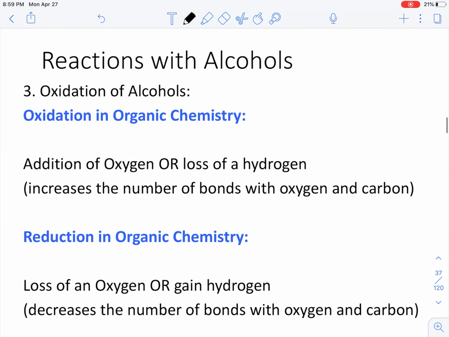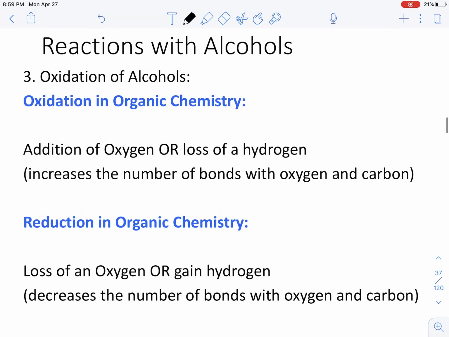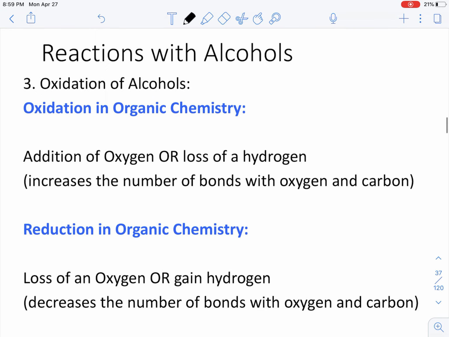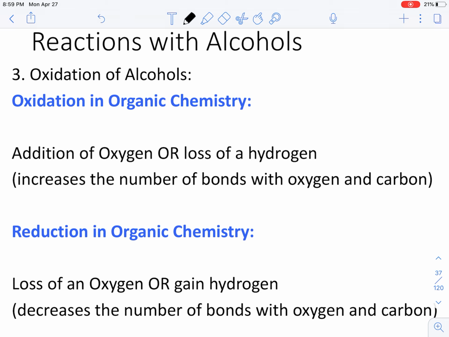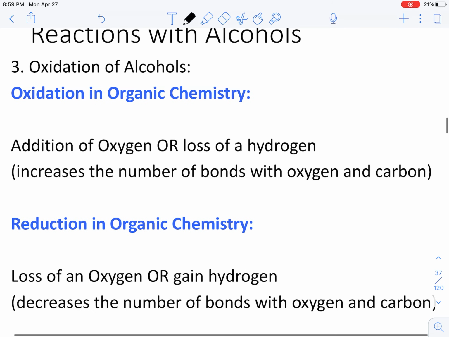So the next reaction that we're going to discuss is oxidation reduction reactions for alcohols. And so we're going to go ahead and take a look at this concept again when we talk about aldehydes and ketones, much like we saw for hydration. There's an opposite reaction called dehydration, and so we'll see this concept brought up again when we talk about aldehydes and ketones.